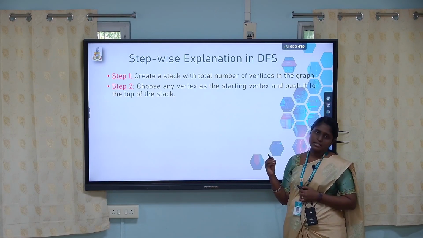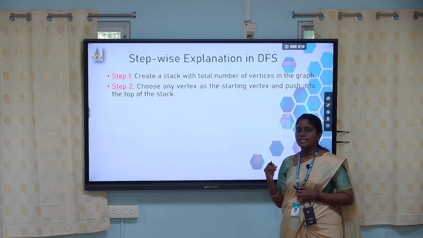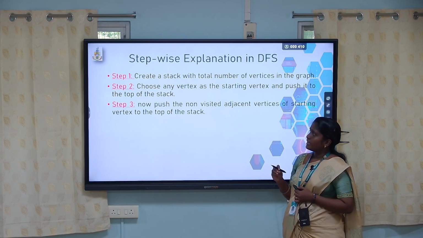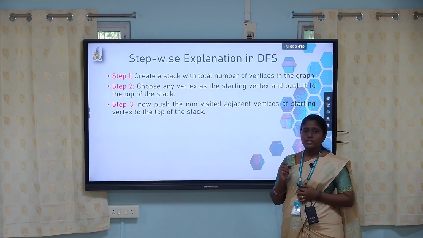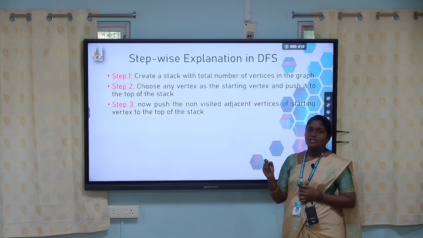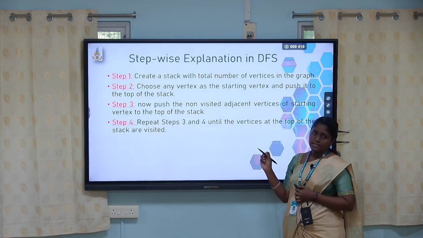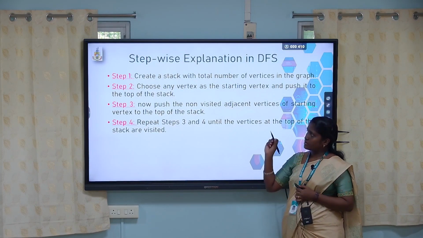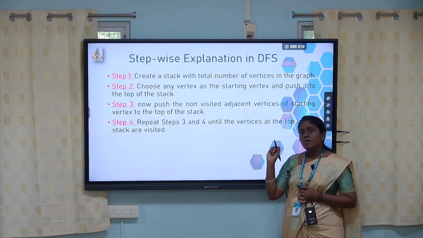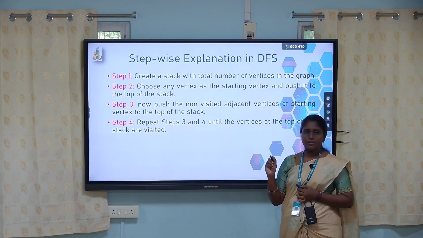Next, in the second step, we need to consider any one vertex as a starting vertex and push it into the stack. Remember, in the stack the elements will be inserted at the top of the stack. In step 3, we have to push the non-visited adjacent nodes to the top of the stack, and then we will mark them as visited, and in step 4 we need to repeat step 2 and step 3 until all the vertices which are at the top of the stack have been visited.